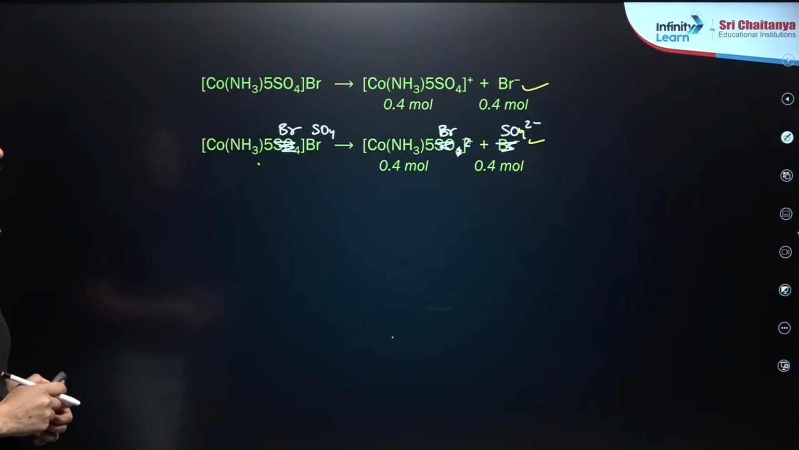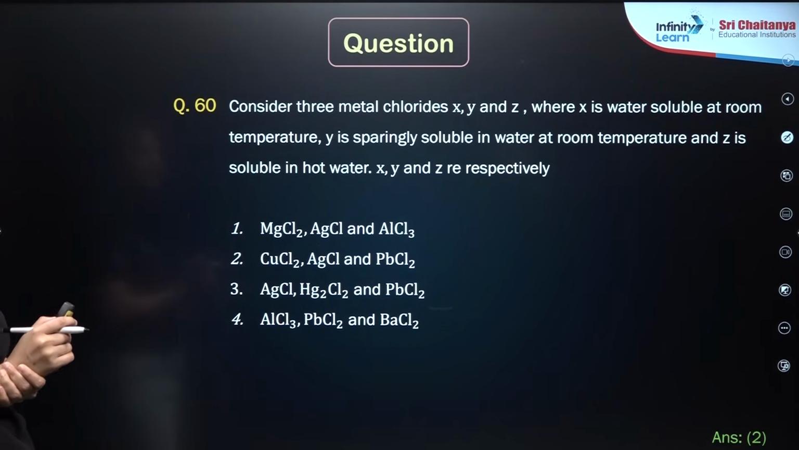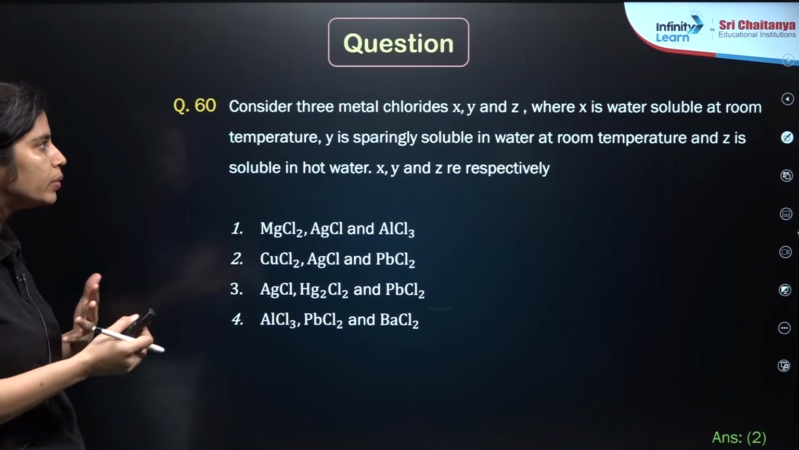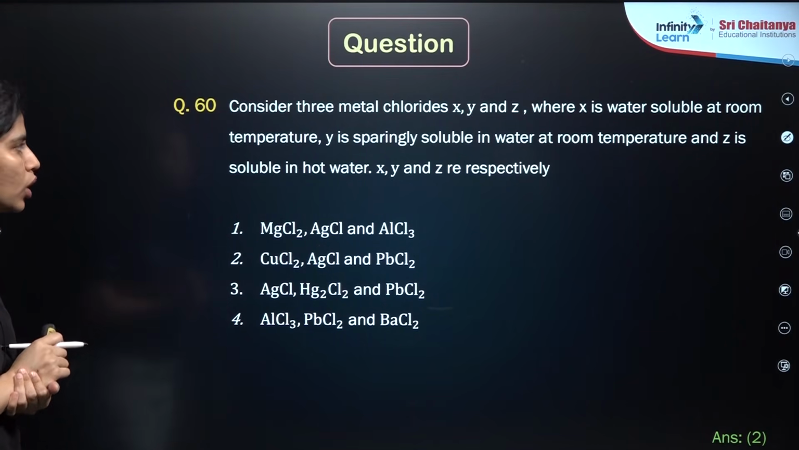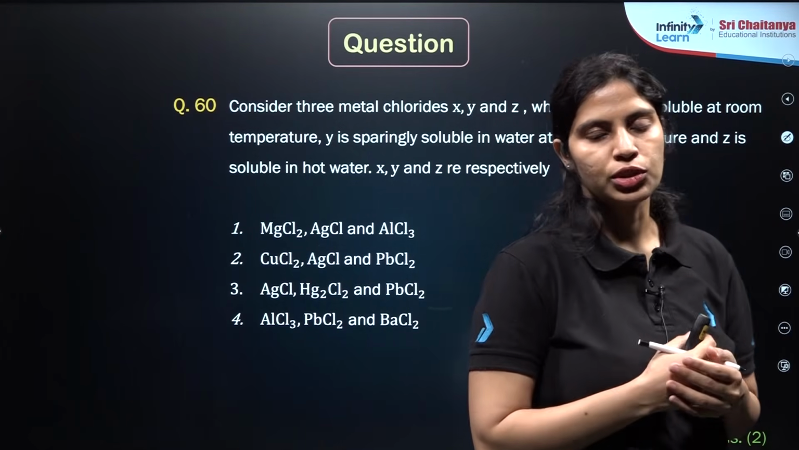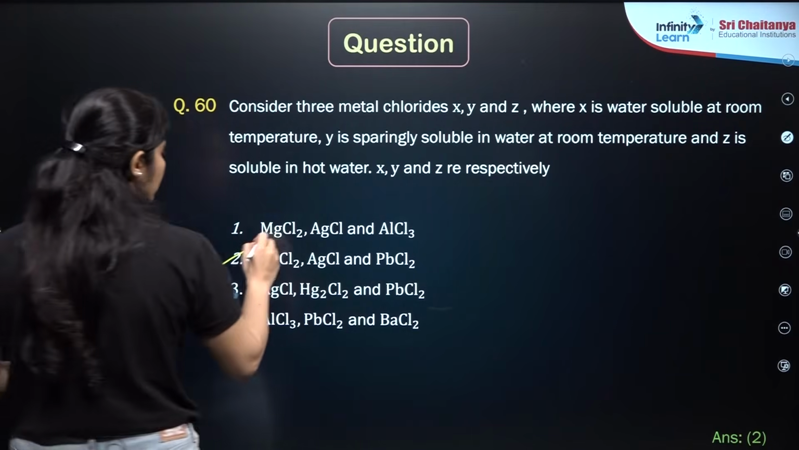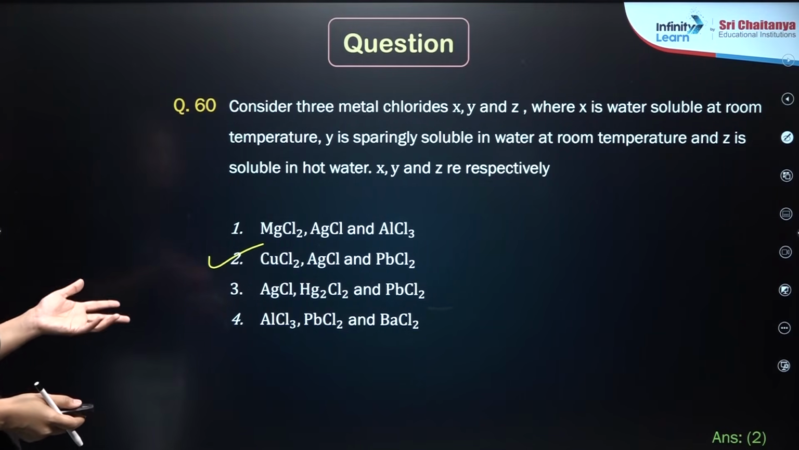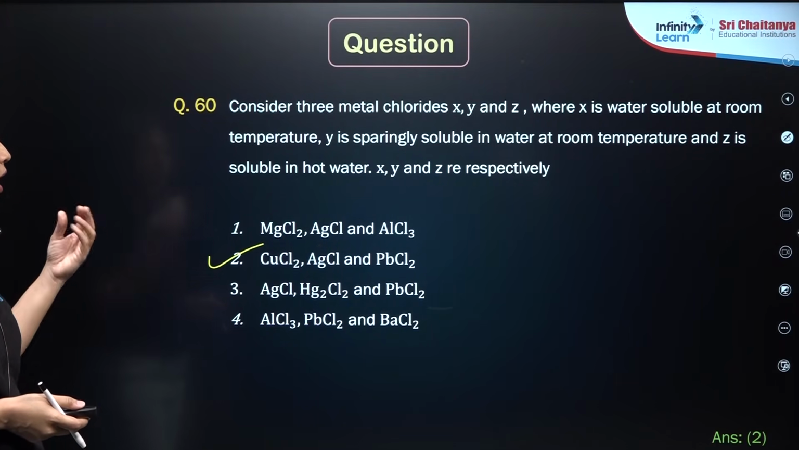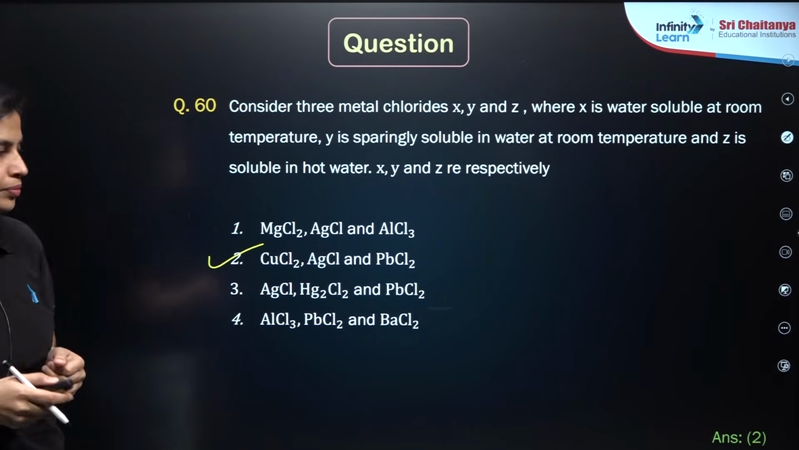Okay, let's look at the next question over here. The next question is, consider 3 metal chlorides X, Y, Z, where X is water soluble at room temperature, Y is sparingly soluble at room temperature, Z is soluble in hot water. So this is a very concept based, memory based question coming from your inorganic chemistry part, right? So here the correct answer is going to be 2. Copper chloride is soluble at room temperature, silver chloride is sparingly soluble at room temperature, and lead chloride is soluble in hot water.